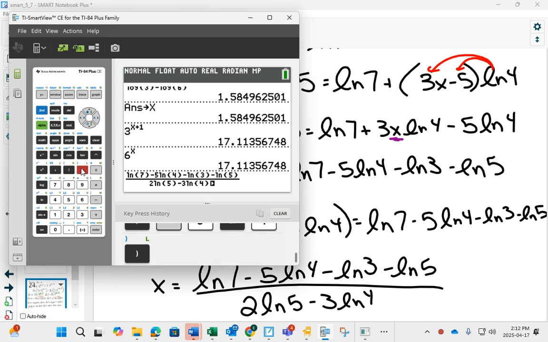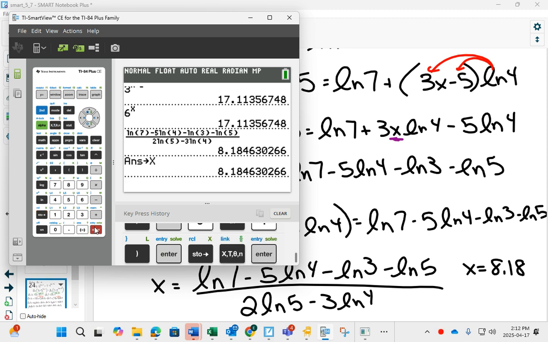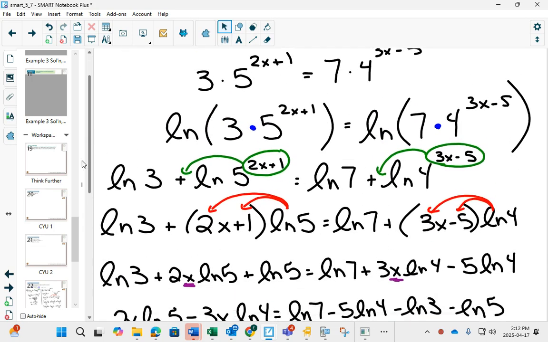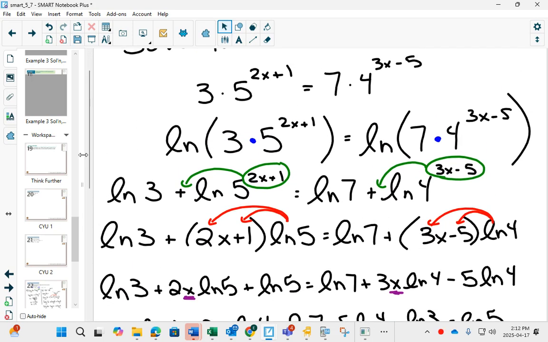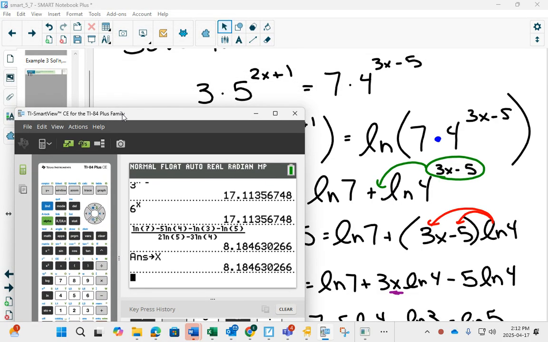Okay? And we get our answer. So I can push enter. There's no nerves yet. 8.18. But now I'm going to check. So I'm going to store this as X. And I'm going to go back to the top of my question here. What was it originally? Move my calculator down so I can see a little bit. Now the nerves come in.